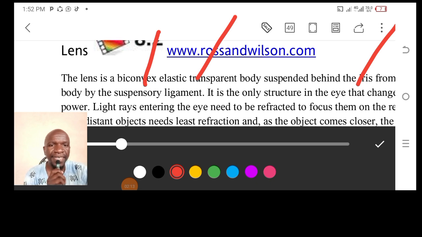To promote distant vision and also near vision. That's why it's elastic. So it can constrict to accommodate. It can also dilate depending on any given situation.